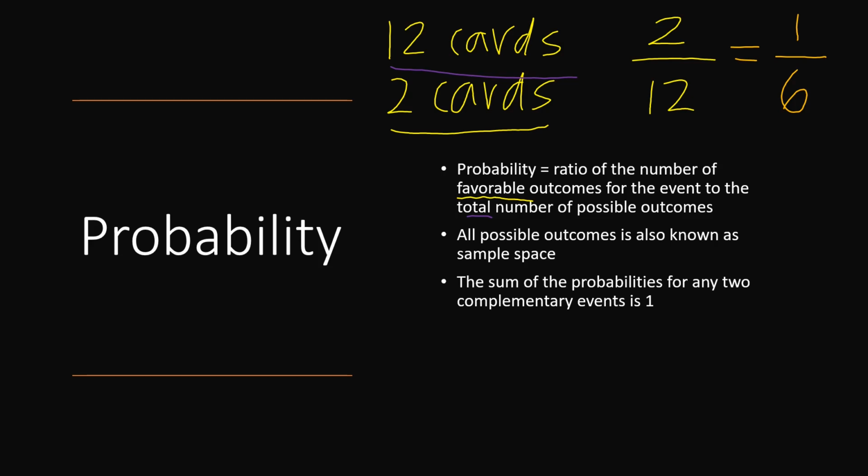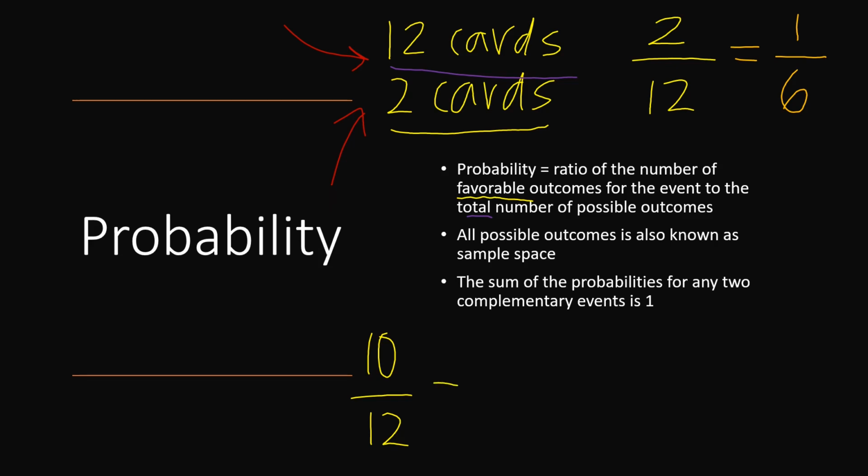And the sum of probabilities for any two complementary events is 1. So what is a complementary event? So we said that we wanted to, for this example, pick 2 cards out of a total of 12 cards. So a complementary event would be not picking 2 cards. So picking every other card except for those 2 cards. So it would have been 10 over 12 because here our favorable outcomes was 2 cards, but the complementary to that would be the other 10 cards.